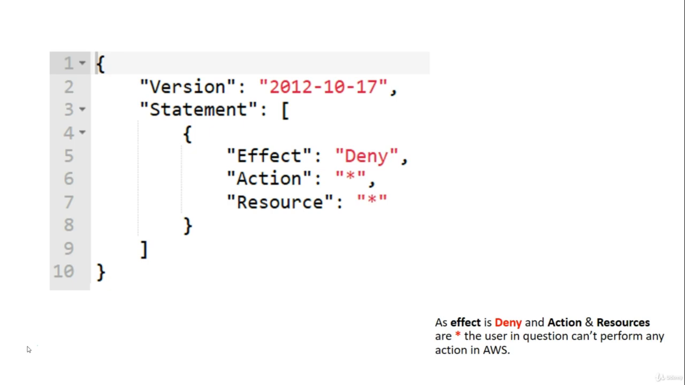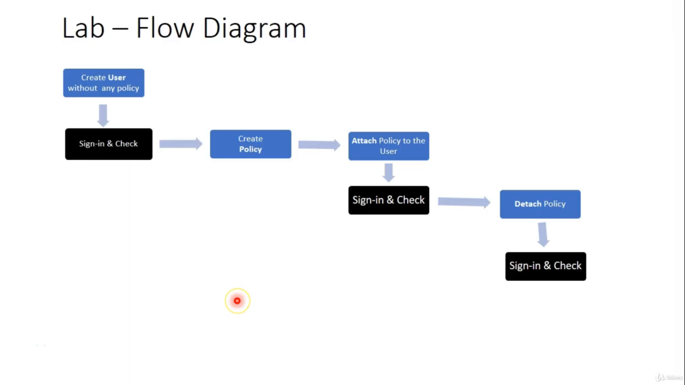Here's a JSON policy that will explicitly deny all actions on every resource for a user. You can use this whenever you want for such scenarios. Let us see how we can implement the theory that we have just learned. Here's a quick lab.